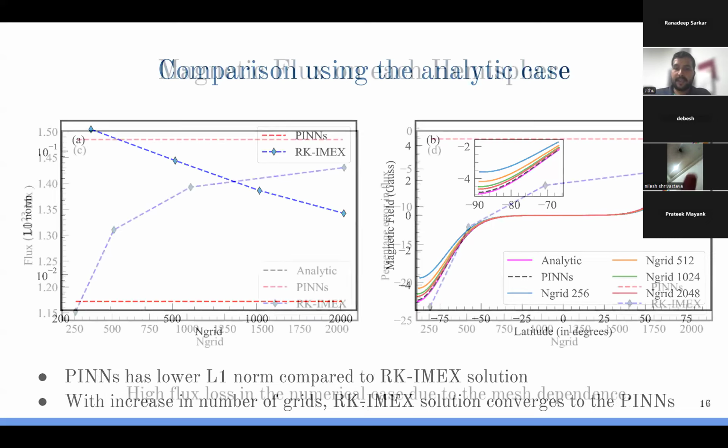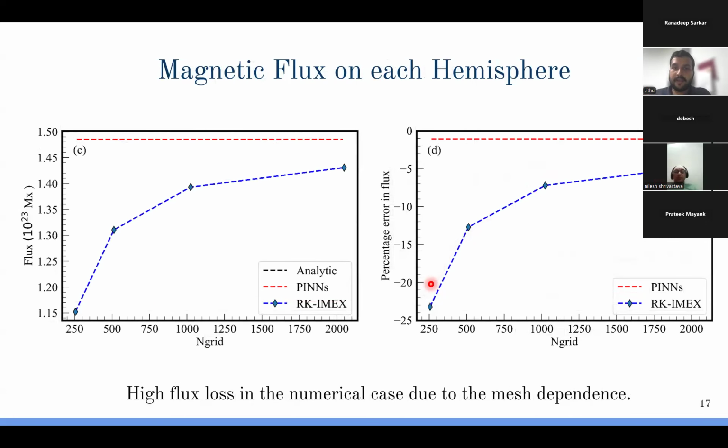So on comparing diffusion and the flux, we found that the flux errors are very small in a PINN run. You can see the red line corresponds to the PINN value, and here you can see the corresponding error. This is the flux value, and this is the percentage error at different resolutions, and the PINN error. You can see the PINN had almost 1% error only, and as we increase the resolution, we could find better and better resolution runs.